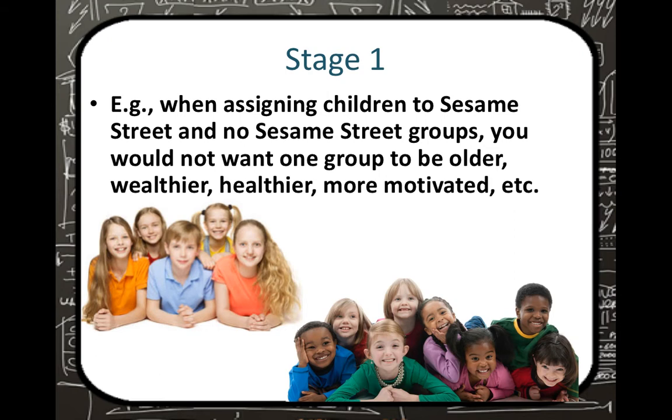So for example, going back to our Sesame Street example from last time, when we're assigning children to our Sesame Street and no Sesame Street groups, we don't want the ones in one group to be older, wealthier, healthier, more motivated, maybe less diverse, etc. than the other group. We would want them to be approximately the same on each of these characteristics.